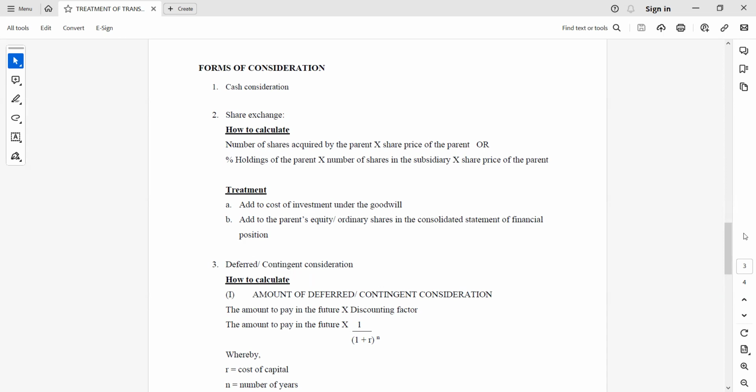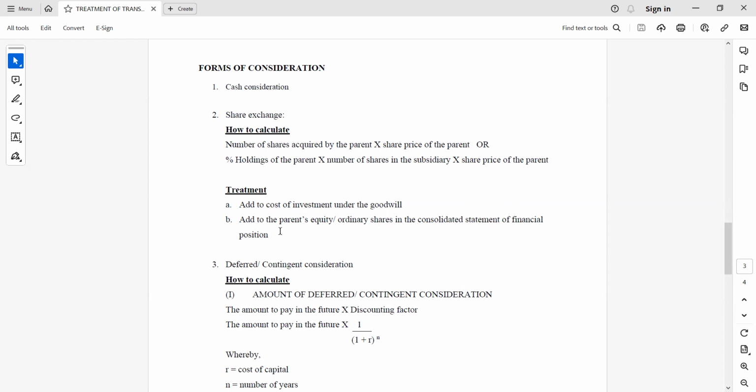So with share exchange, to calculate the cost of investment, we take the number of shares acquired by the parent and then multiply by the share price of the parent, or the percentage of holding of the parent times the number of shares in the subsidiary times the share price of the parent. What is needed here is the number of shares that the parent has acquired. Then you also find the share price of the parent, not the subsidiary. When you multiply the share price by the number the parent has acquired, you get the cost of investment. And you will need this in your goodwill calculation.